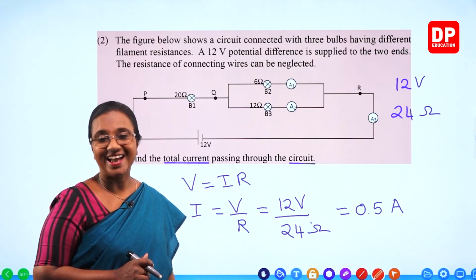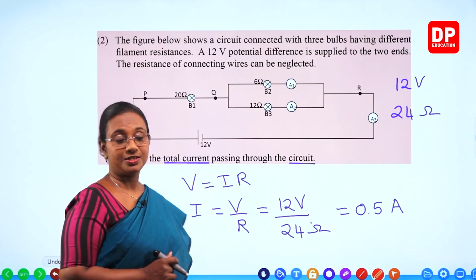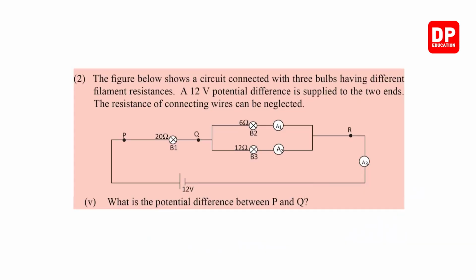I'm sure you all can understand that. So then we'll move on to the next question. Again, the question, introduction and the diagram. The fifth part, what is the potential difference between P and Q?